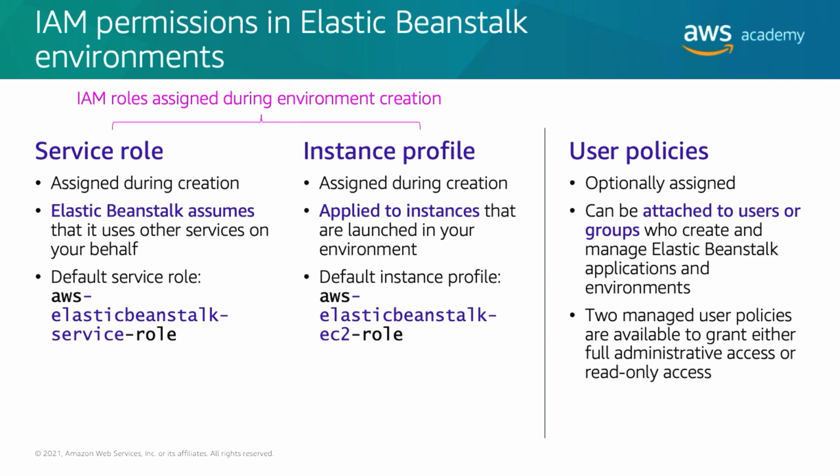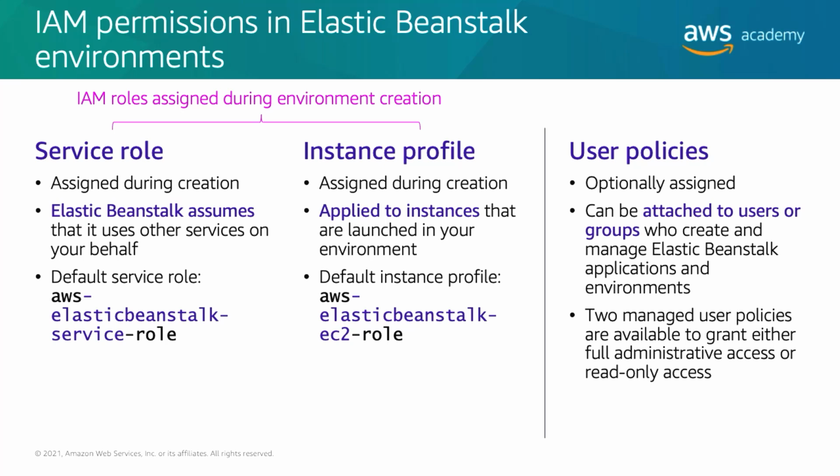If the default service role already exists, Elastic Beanstalk uses it for the new environment. An instance profile is a container for an IAM role that can pass role information to an EC2 instance when the instance starts. The profile is applied to the instances in your environment. Instances retrieve application versions from Amazon Simple Storage Service, known as Amazon S3, upload logs to S3, and perform other tasks. The tasks vary depending on the environment type and platform.